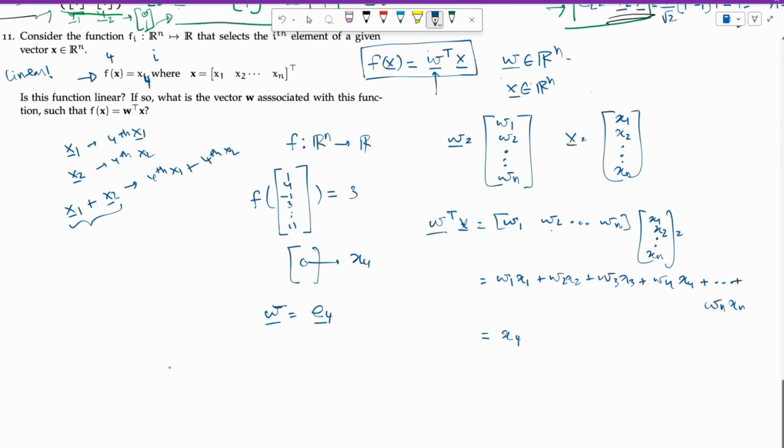If I had said f of x produces 2 times x1 minus 4 times x7, what would be the w corresponding to this linear function? Somehow e1 should be involved and e7 should be involved, but that's not enough. 2 times e1 minus 4 times e7 is the vector representing this function. Essentially just that. That's the idea.